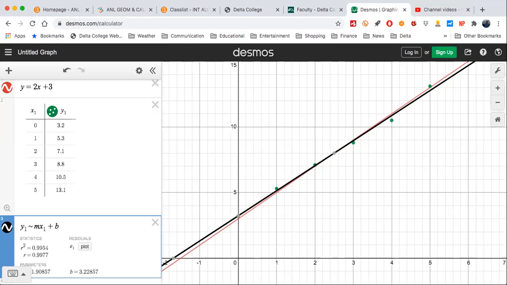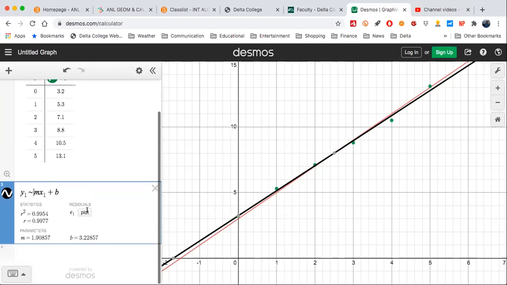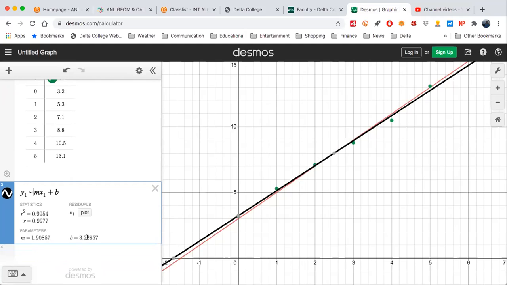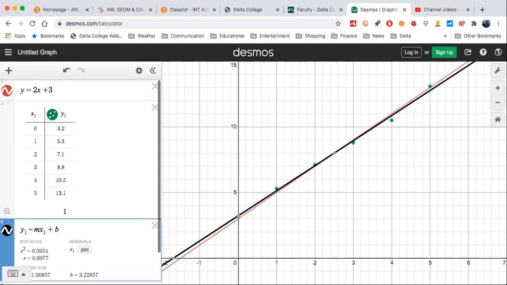And the black line is the linear regression line. And notice that it automatically plotted it, gave us all sorts of information down here. We've got to sort of sift through that a little bit. But m is 1.90857. Remember, on the red line, I had the slope of 2. And b is 3.22857. I had a b value of 3. So my initial line was actually pretty close. And I'm going to turn that one off for a minute. That black line is what we would call the line of best fit.